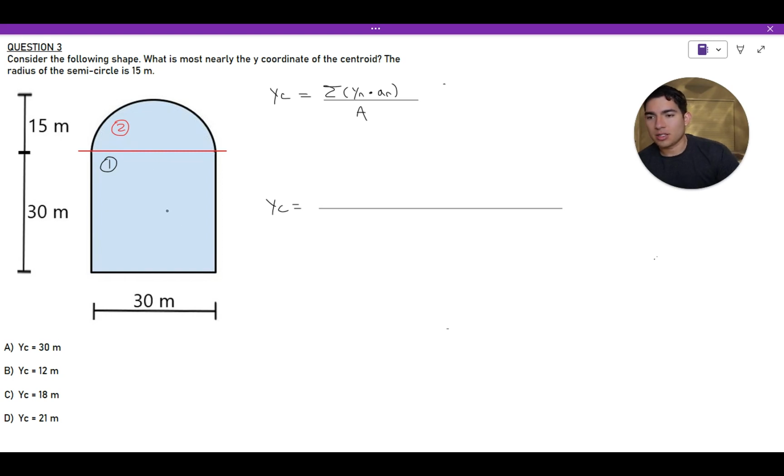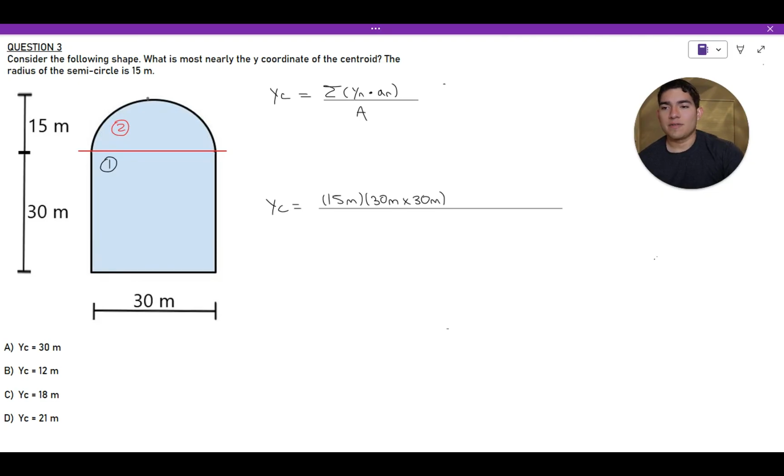Let's fill out our formula, starting with our rectangle, our first component here. This one is going to be pretty straightforward. The y coordinate for the centroid of that rectangle is going to be half of this 30 meters, so it'll be 15 meters. And then we're going to multiply that by the area of our component, so it'll just be 30 meters times 30 meters for our rectangle.